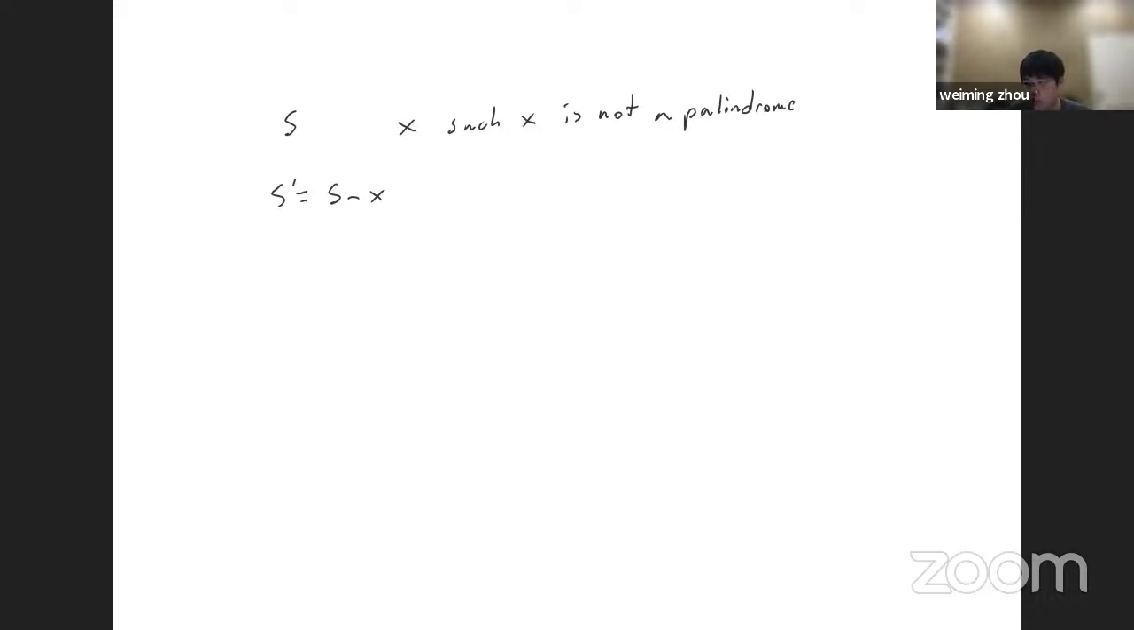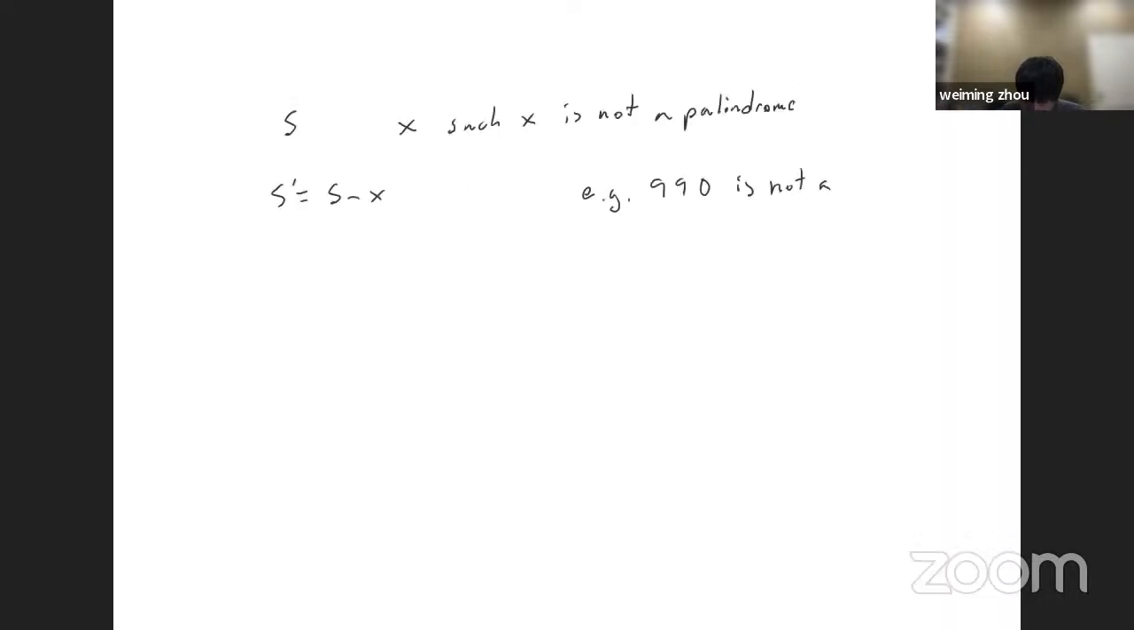But in this particular problem, you can remove any number that's not a palindrome. In particular, they said that leading zeros are not allowed. So as in the statement, they have, e.g., 990 is not a palindrome, but then they also gave that 121 or 1 are.